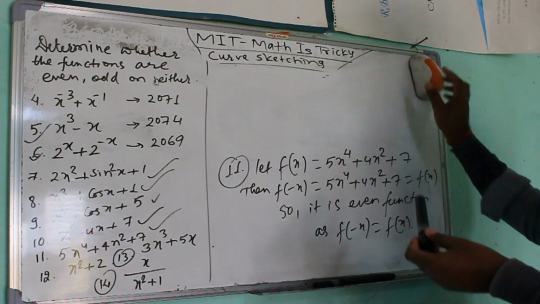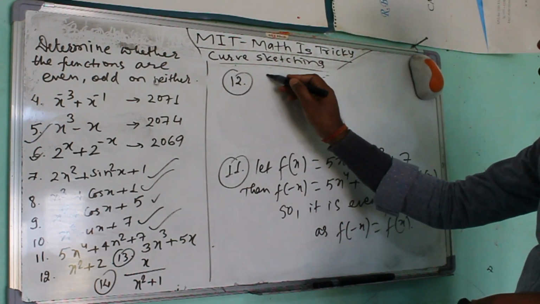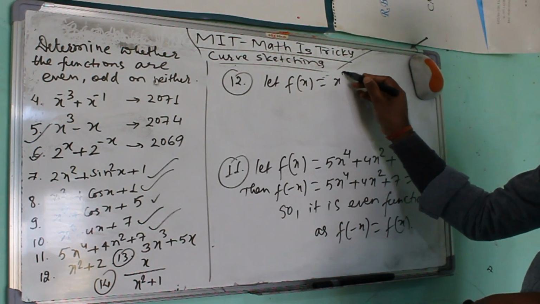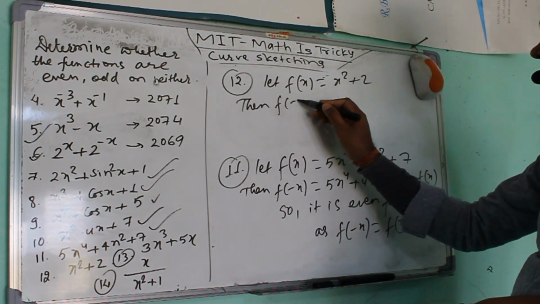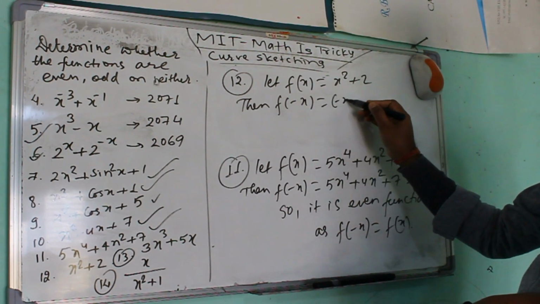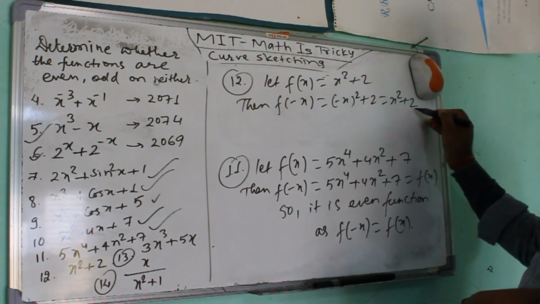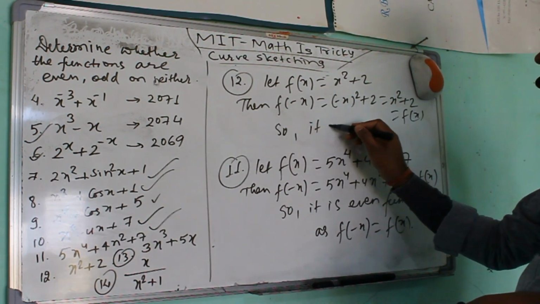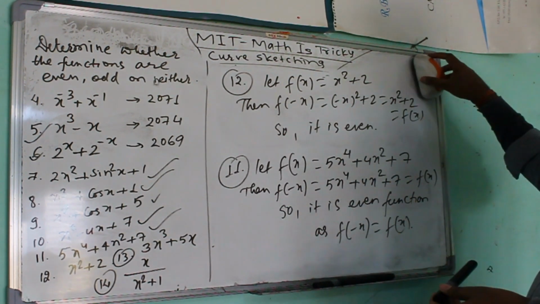Okay, let's see question number 12. Let f(x) be x squared plus 2. Then find f(-x). How much do we get here? (-x) whole squared plus 2, which is x squared plus 2, which is f(x). So it is even.